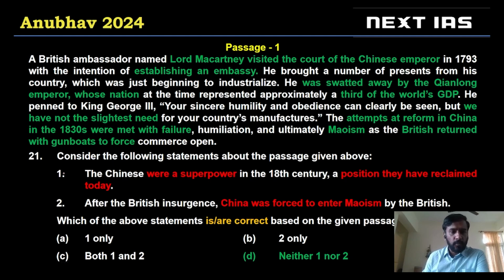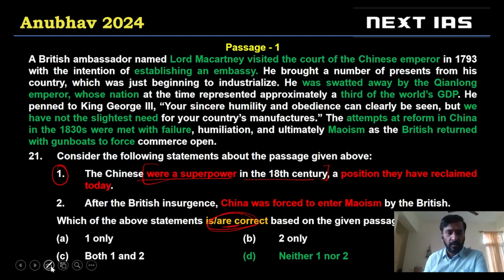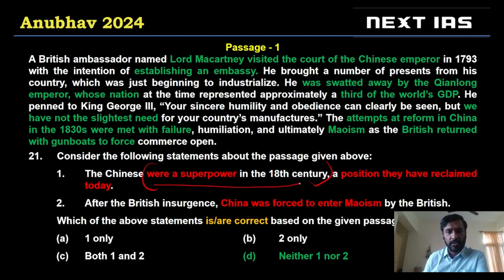Because here option one says the Chinese were a superpower in the 18th century. This is a valid inference because if you notice, this is just a factual question, by the way. Which of these are correct is asked. But A would be a valid inference if only this part was mentioned. Correct? Because we are saying that a third of the world's GDP belonged to China. So that's a significant chunk. They could be called a superpower. But a position they have reclaimed today. This is beyond the scope of the passage.